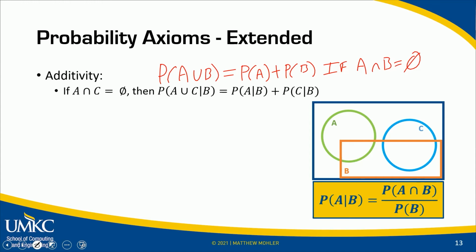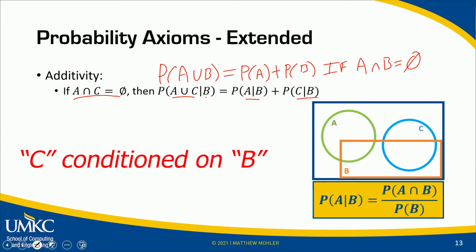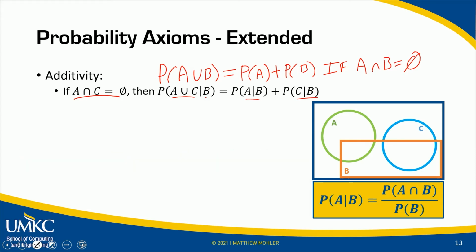We're just going to put this in terms of conditions and make sure that it holds. So in this case, if the intersection of A and C is equal to the empty set, then the probability of A unioned with C, conditioned on the fact that B has already occurred, should be equal to the probability of A conditioned on B plus the probability of C conditioned on B. Again, we're assuming these are disjoint sets, and you can see in the picture that there is no area common to A and C, but they both have an area common to B, our common event.